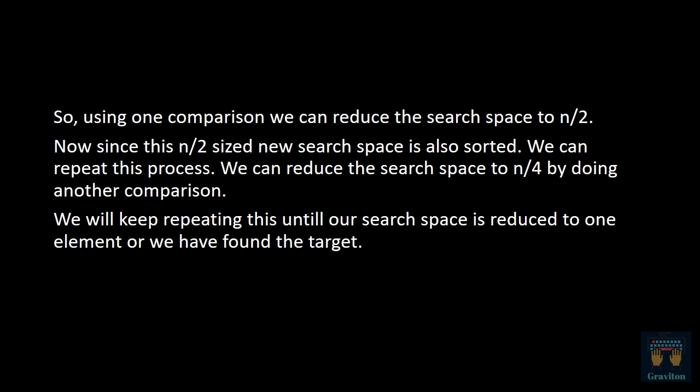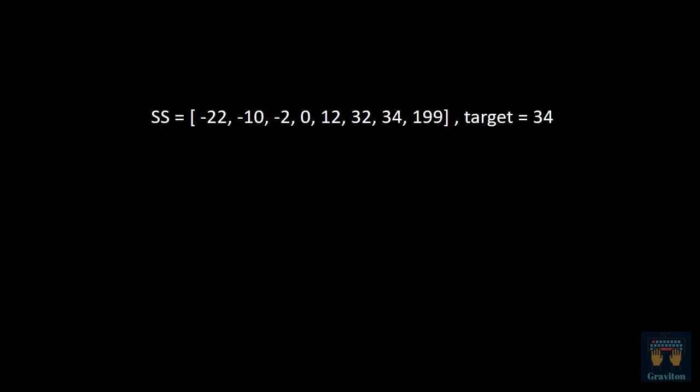When it is reducing, it has reduced to size 1, we know that either the target is equal to this element or the target is not present in the array. Therefore, we can return the answer accordingly. I know this is good in theory, but let's run an example.